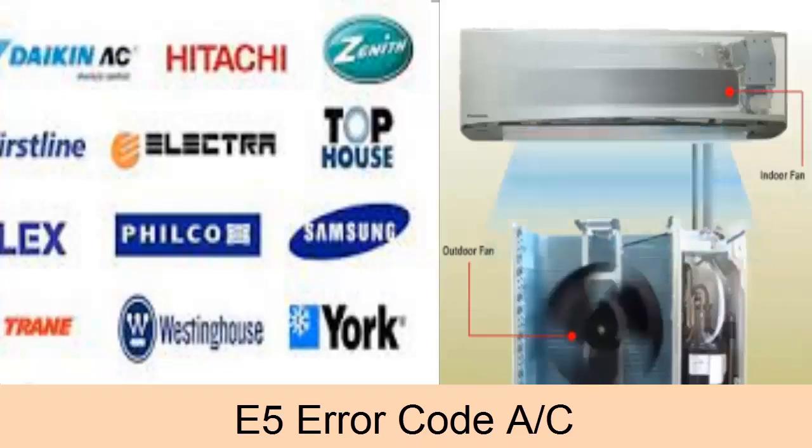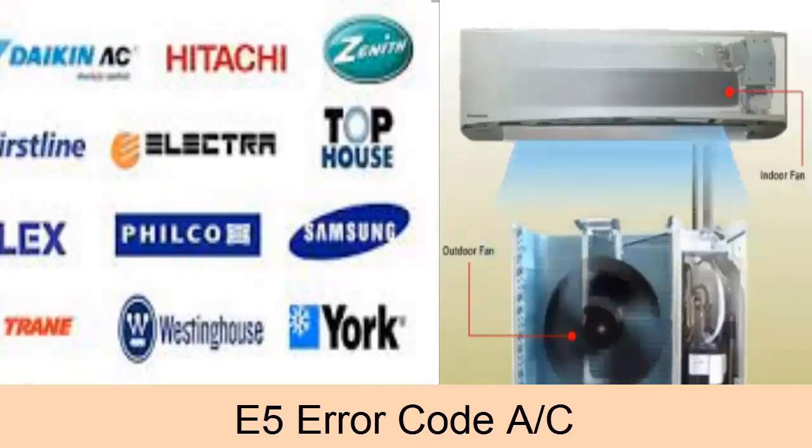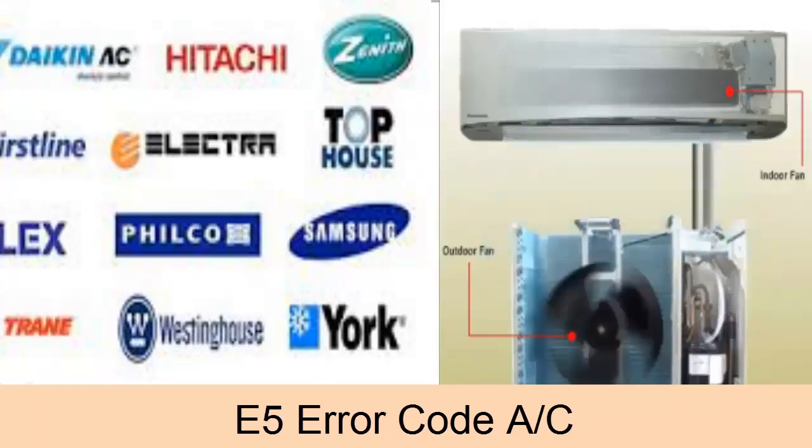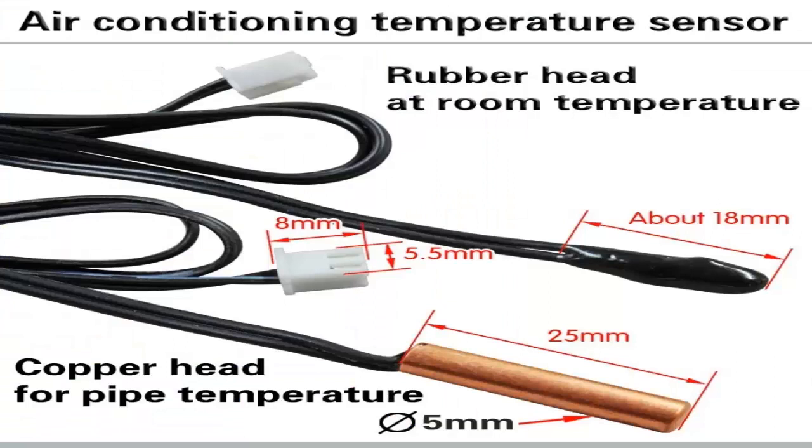In this video, we are going to explain the meaning of error E5 in different air conditioner brands. Let's start by saying that error E5 can have various causes. However, it usually indicates problems with the temperature sensor in the air conditioning unit.